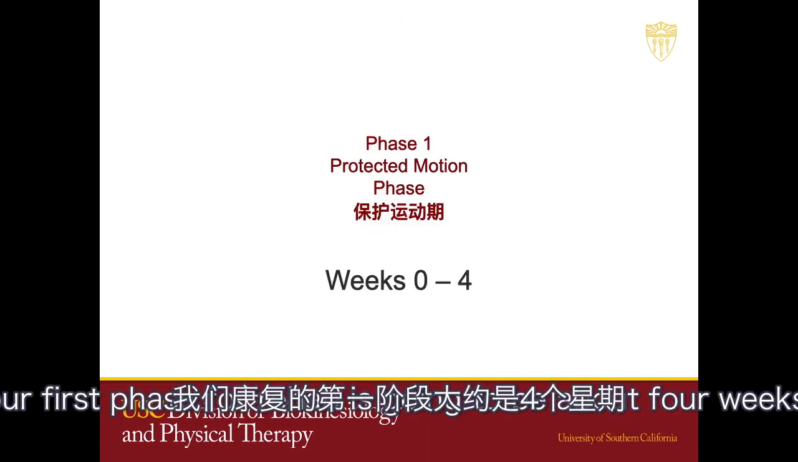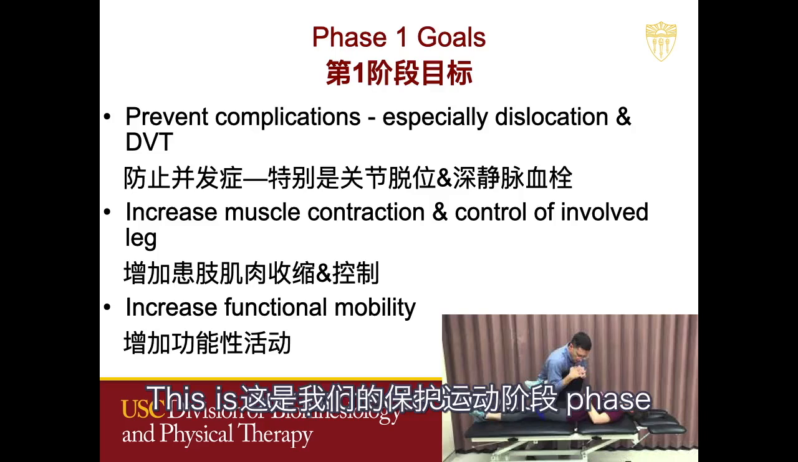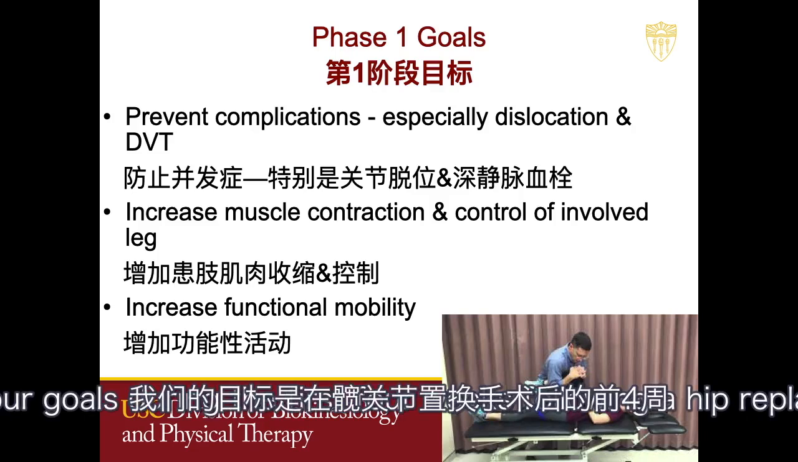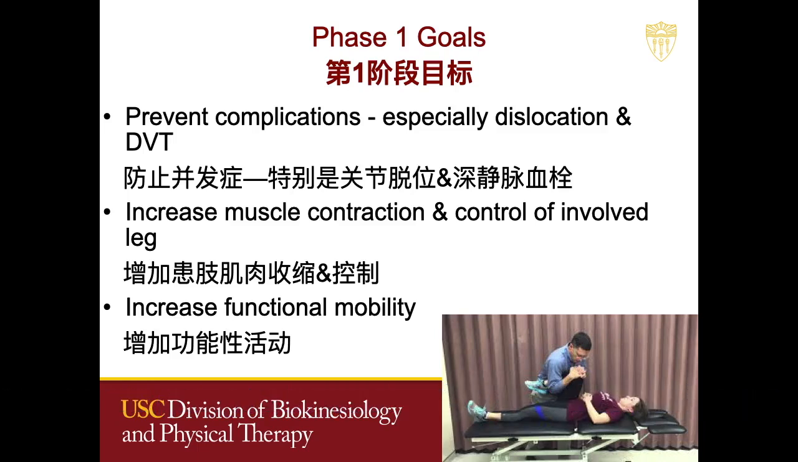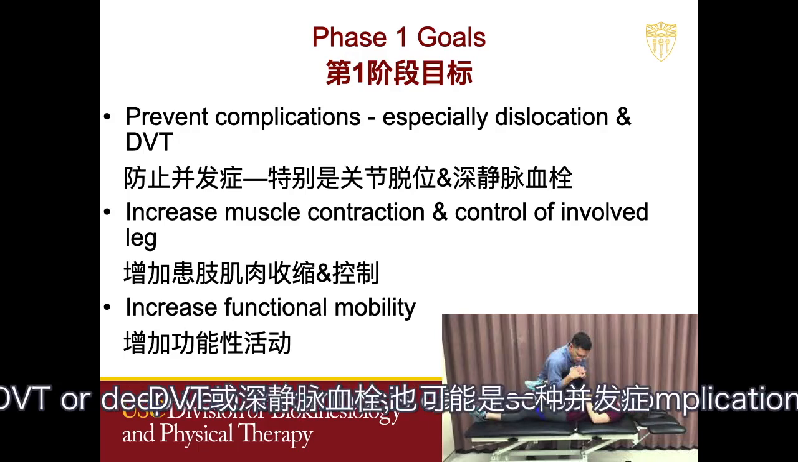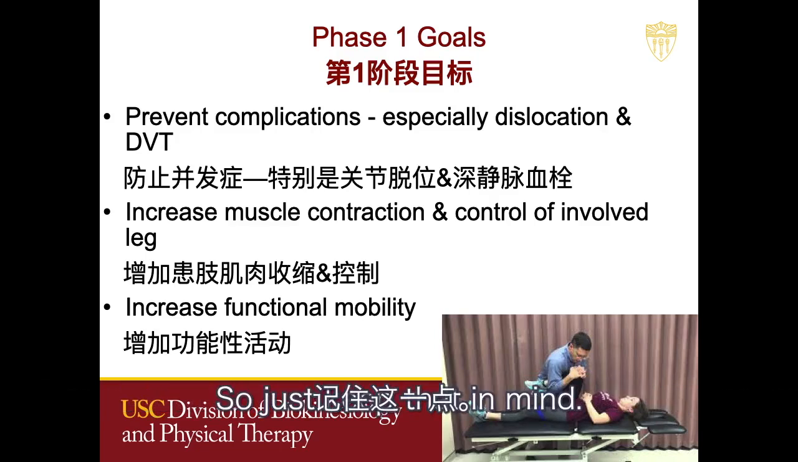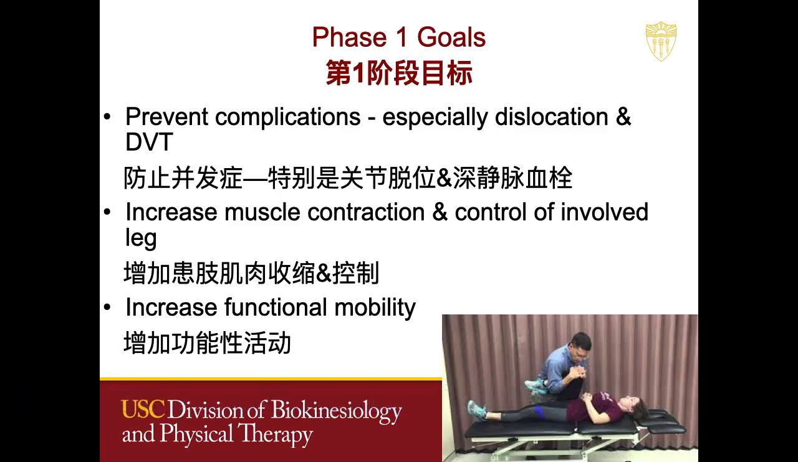Okay, our first phase for rehab is going to be about 4 weeks. This is our protected motion phase. And so our goals during the first 4 weeks following a hip replacement are going to be preventing complications. The biggest complication we said is dislocation. DVTs or deep vein thrombosis can also be a complication, so just keep that in mind. So we want movement, but we want movement within the format that we talked about.